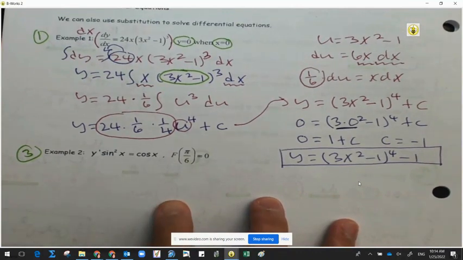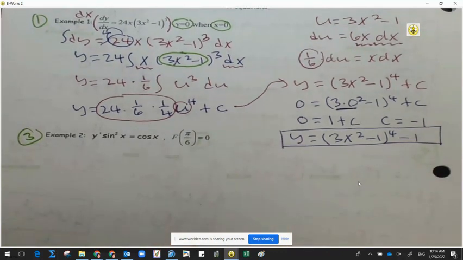Okay, let's go to the bottom, my number 2. So moving on up.